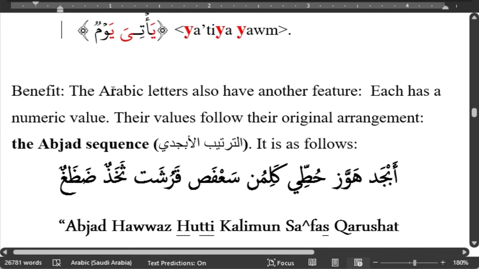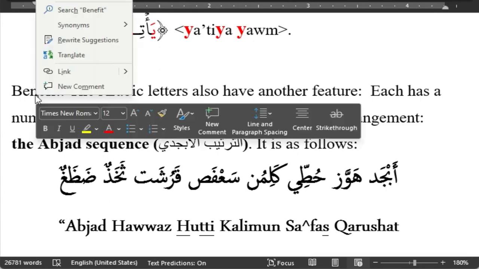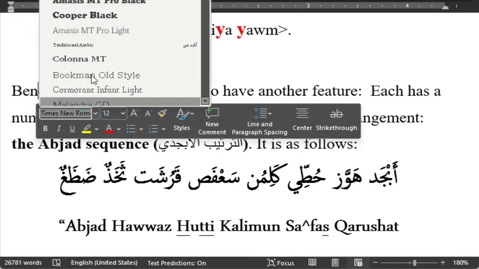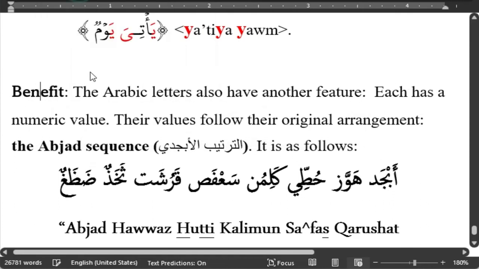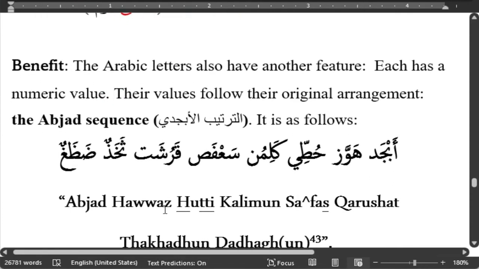One last thing here, and then we'll be finished this chapter, inshallah ta'ala. Benefit. The Arabic letters also have another feature. Each letter has a numeric value. Their values follow their original arrangement, the abjad sequence.